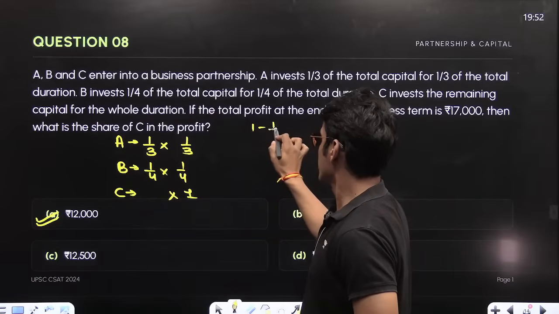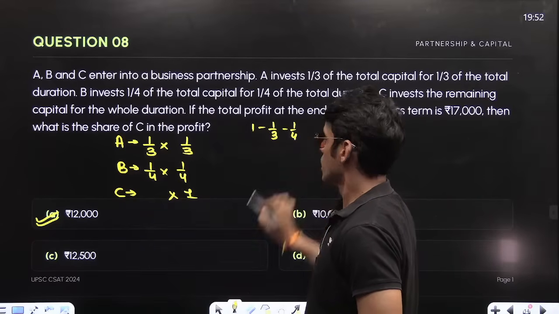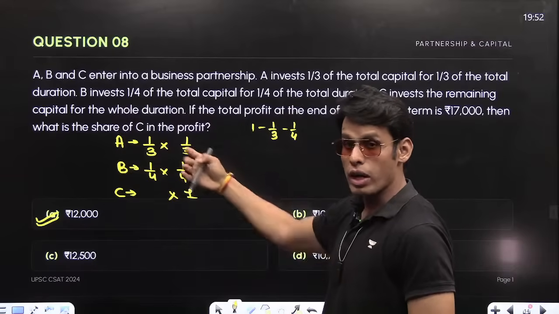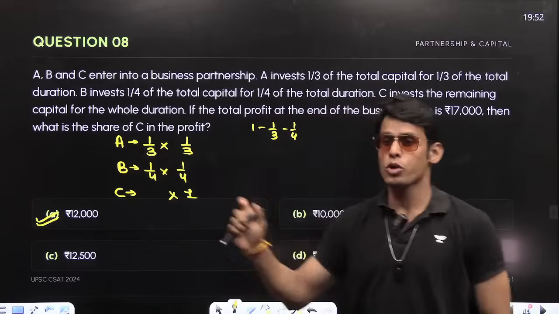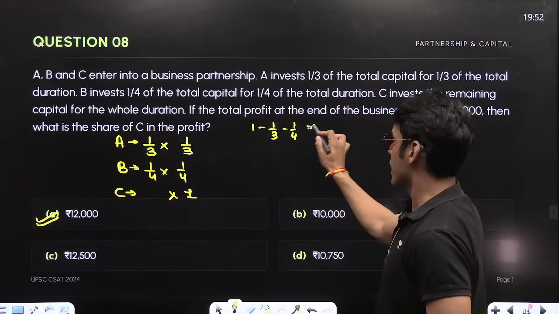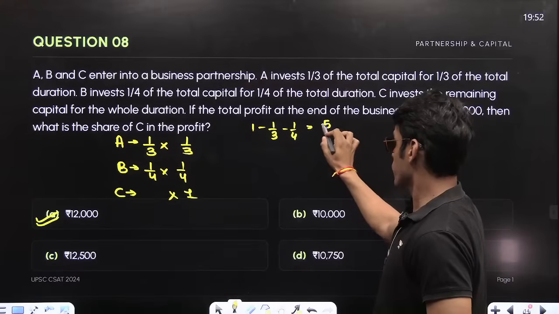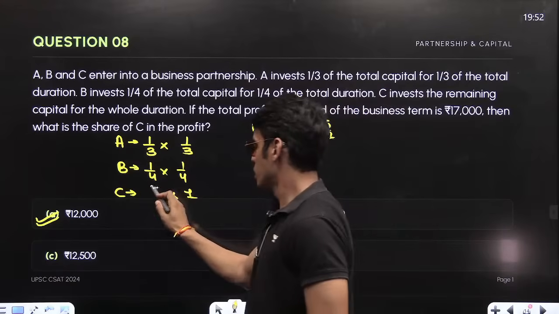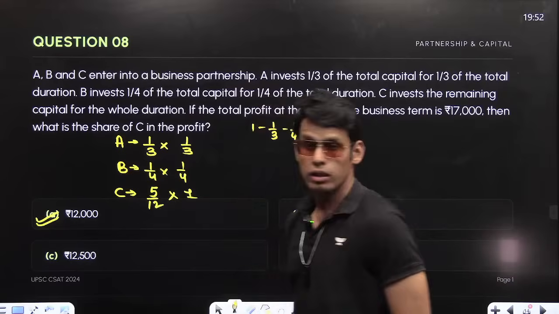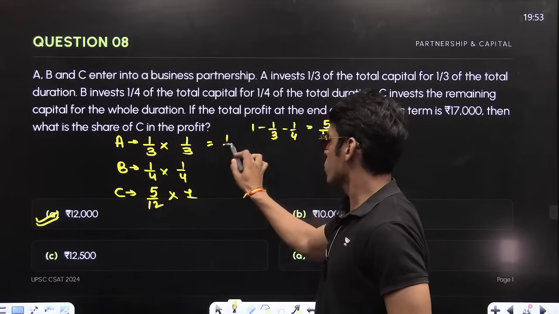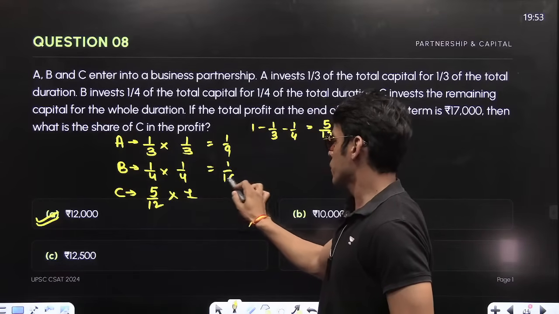We will get it by simply this. This is the proportion. This is largely a problem of ratio and proportion. So 1 minus 1/3 minus 1/4, we will get 5/12. And the effective share now is 1/9, 1/16, 5/12.